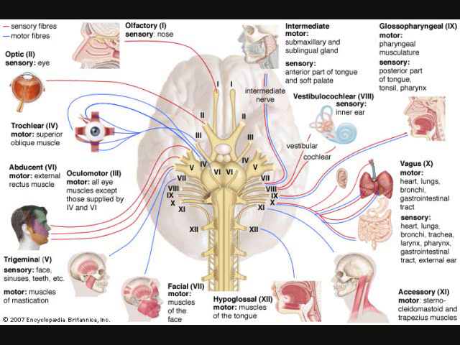Cranial nerve 3, oculomotor. Check the pupillary responses by shining a light on one pupil. Both pupils should constrict. Do the same for the other eye.